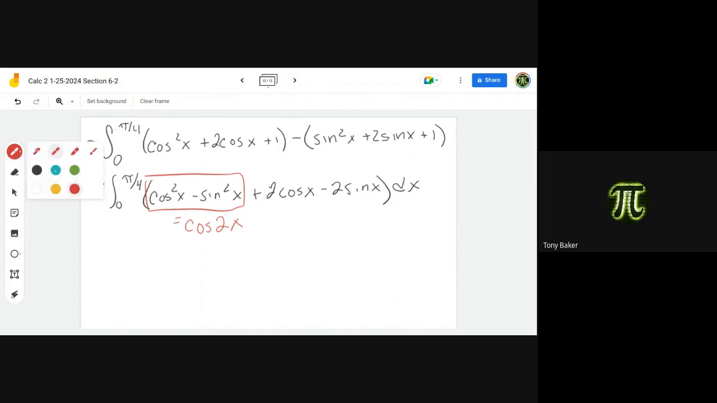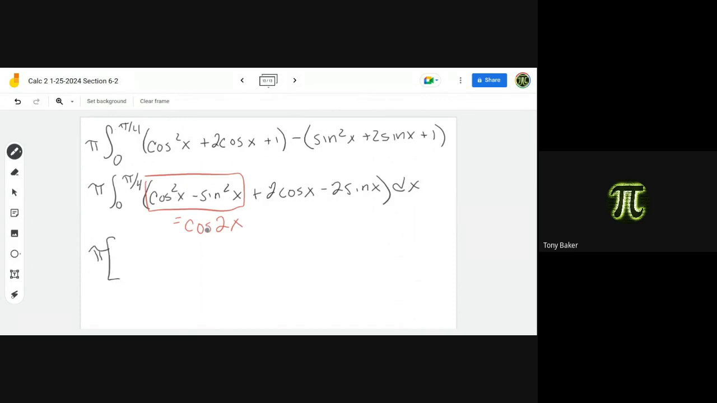Is there an identity for the second one? No. But that part I can easily do my integration for. The problem with this one is that because it's cosine squared x, I don't have an integral for it to do. You will when I start covering chapter 7, but right now we don't. So we can now do the integral of each of these pieces.